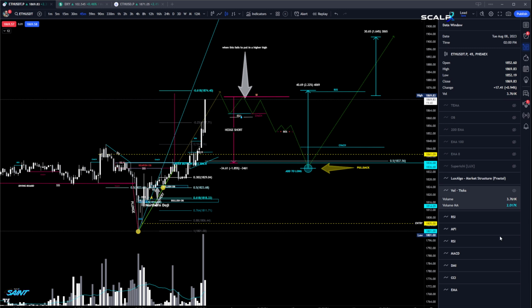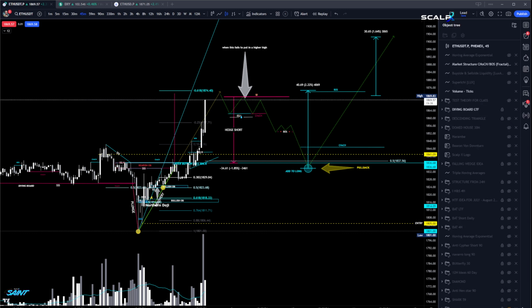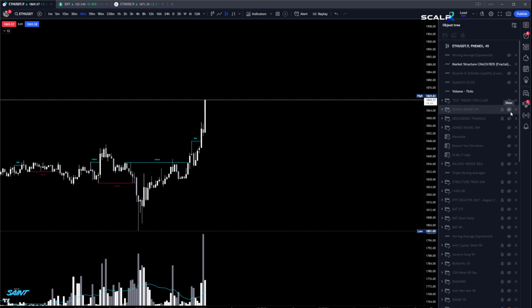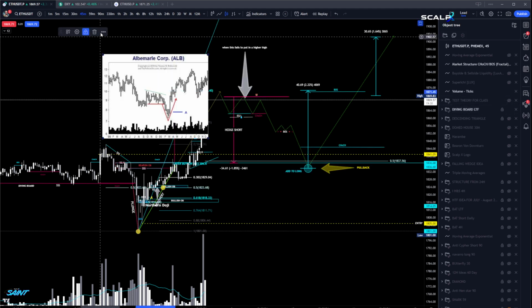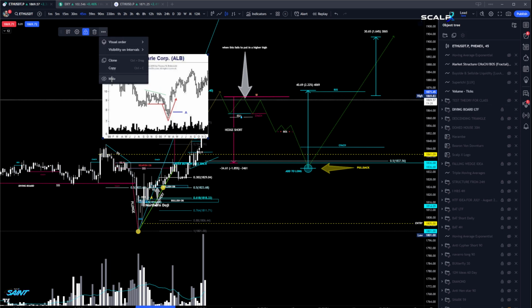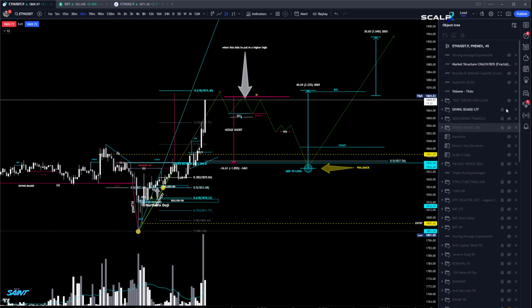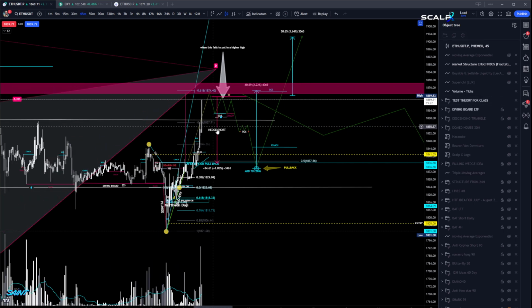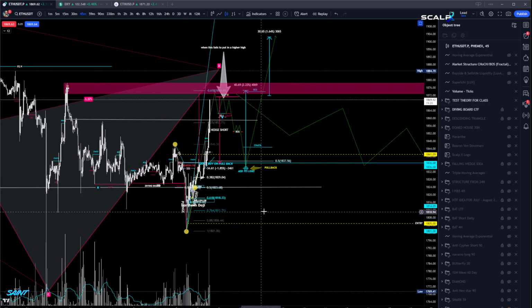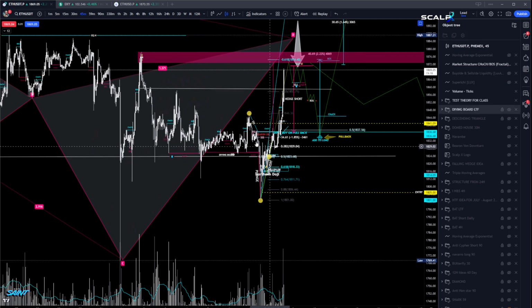All right, so let's go back to that idea. Actually, I can run both of them. Need to take this off. And then I need to add this right here. See, then you can just start stacking ideas. I have a bullish idea working with a bearish idea.